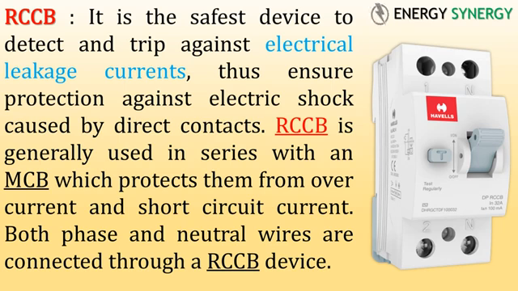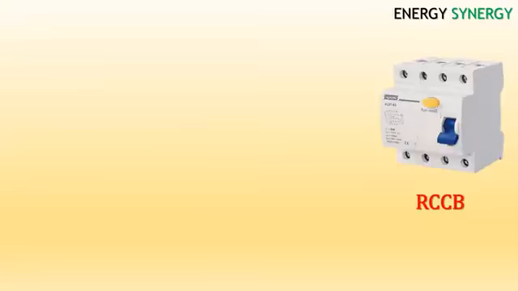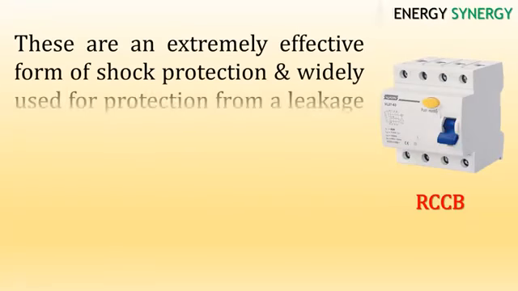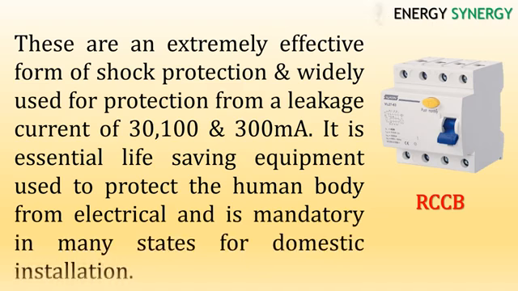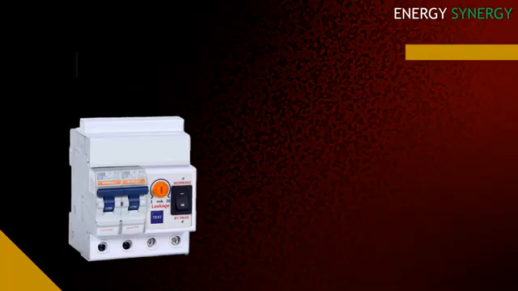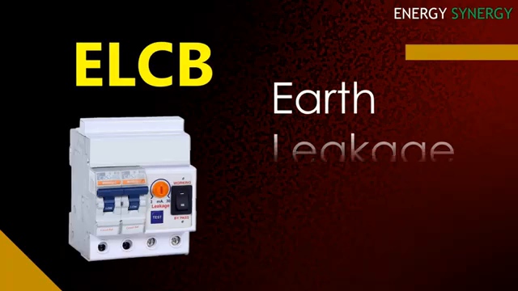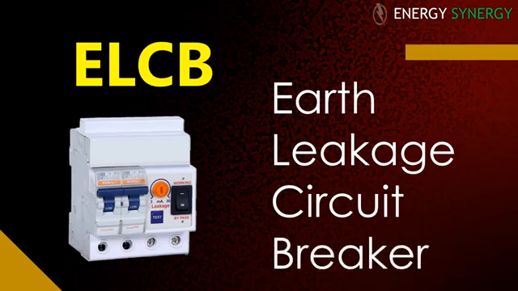RCCB is generally used in series with an MCB, which protects them from overcurrent and short circuit current. Both phase and neutral wires are connected through a RCCB device. These are an extremely effective form of shock protection and widely used for protection from a leakage current of 30 or 100 or 300 mA. It is essential life-saving equipment used to protect the human body from electrical shock and is mandatory in many states for domestic installation.